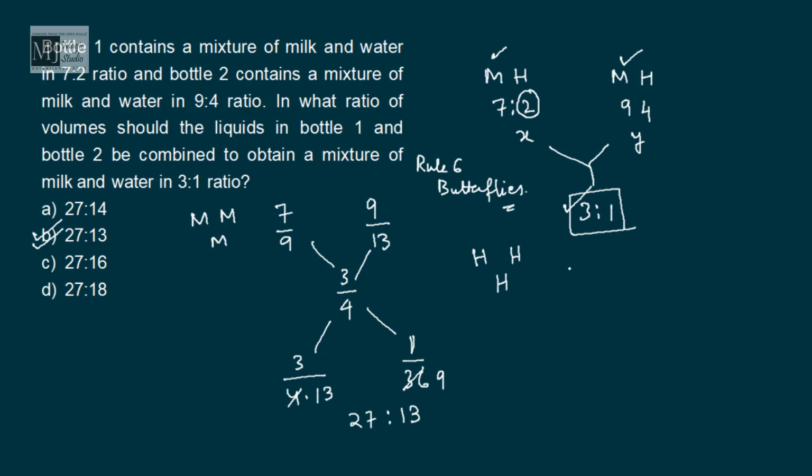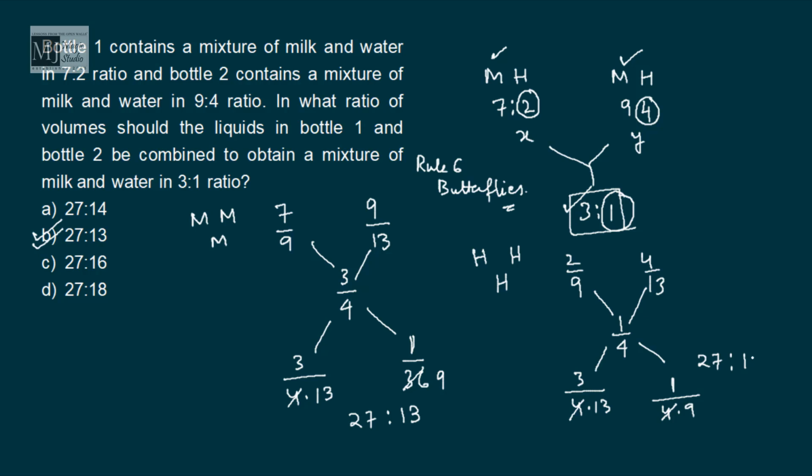So water in the first mixture, we are talking about proportion, is 2 by 9. Proportion of water in the second mixture is 4 by 13. And proportion of water needed in the final mixture is 1 by 4. If we use the same process, we'll end up getting the same result. 16 minus 13, 3 by 4 into 13. 8 minus 9, 1 by 4 into 9. Cancel out 4. 9 into 3, 27. And 13 into 1 is 13. So 27 is to 13 is the ratio in which these two should be mixed.